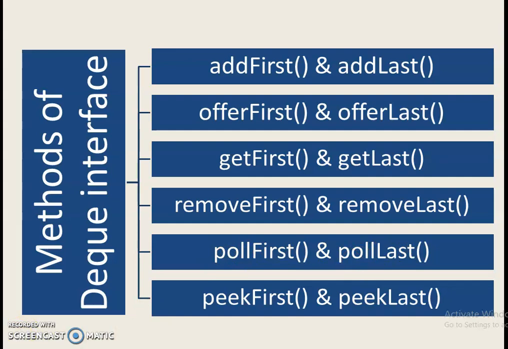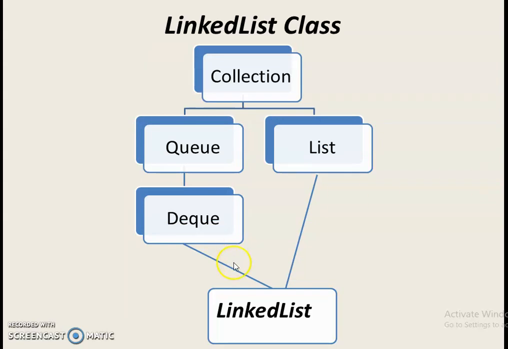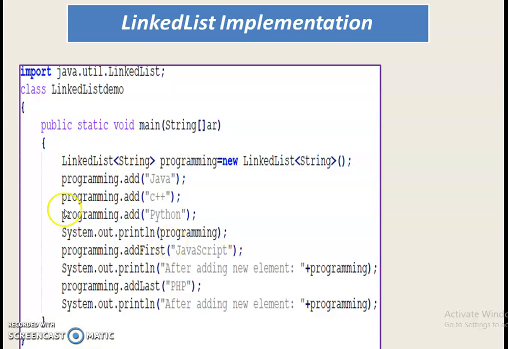Now we know that we cannot create an object of an interface, and Deque is an interface. So for implementation we need a class, and that class is LinkedList. LinkedList implements the Deque interface and it also implements the List interface. Now in LinkedList we have all the methods of these interfaces, right? Now let's see the implementation of LinkedList.